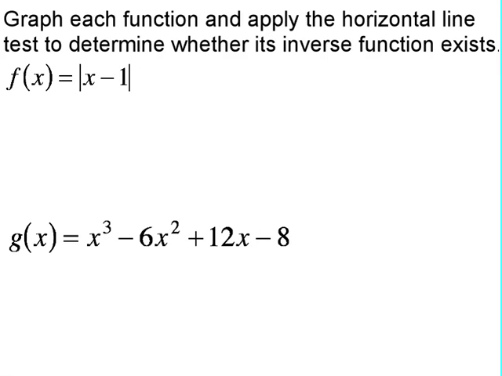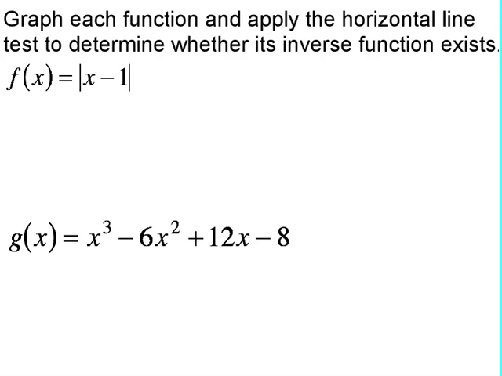Okay, let's look at this one. It says graph each function and apply the horizontal line test to determine whether its inverse function exists. I want you to graph that first one: f of x equals the absolute value of x minus 1. Some of you might not need to graph it because you could remember what this function looks like and tell me right away. What type of graph is this?